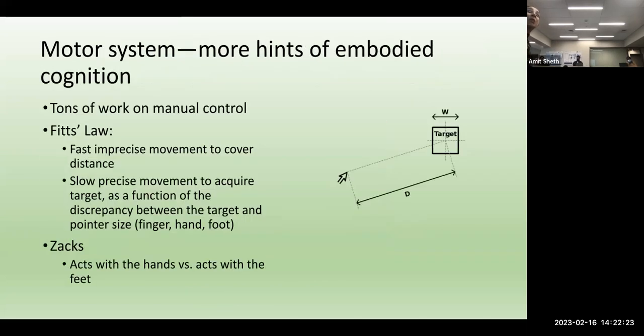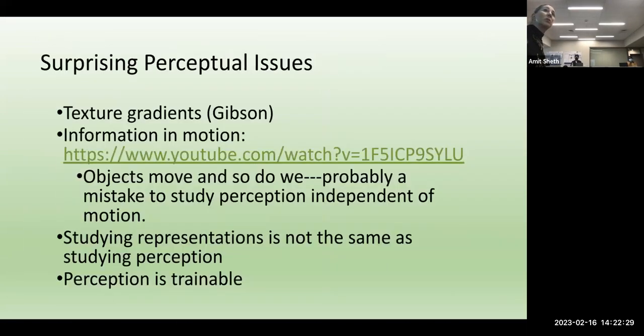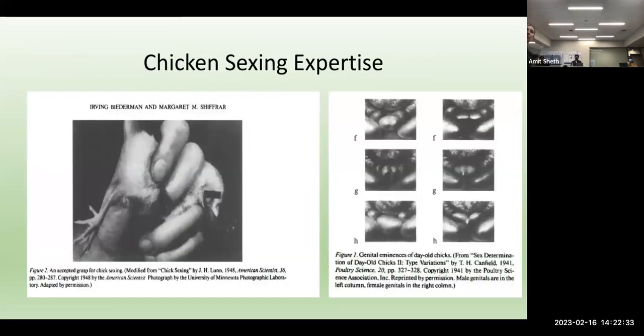Okay. The motor system. Perception is trainable. I love this picture. These are the figures that accompanied a famous article in the 80s or so by Irving Biederman, and he was looking at the perceptual processes involved in determining the sex of a chicken.